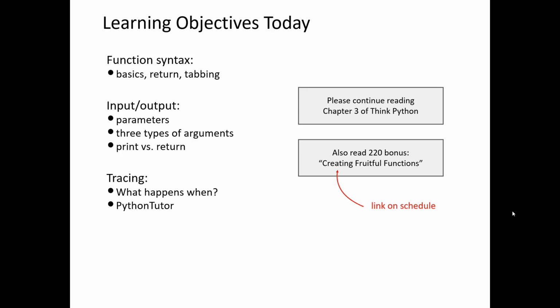While we're on this page, please continue to read chapter 3 of Downey's book. We started that last time. And also under today on the schedule, there's a link to another article called Creating Fruitful Functions. So definitely go ahead and read that one also.